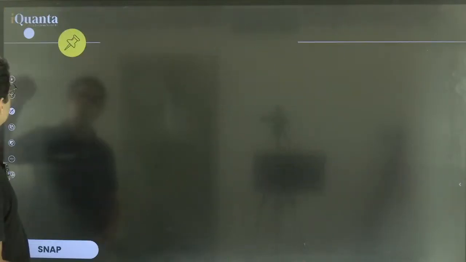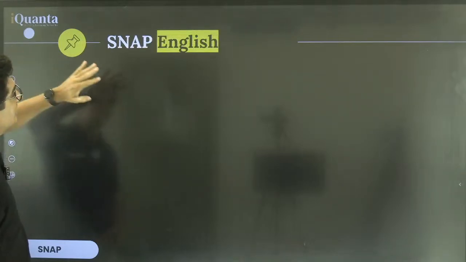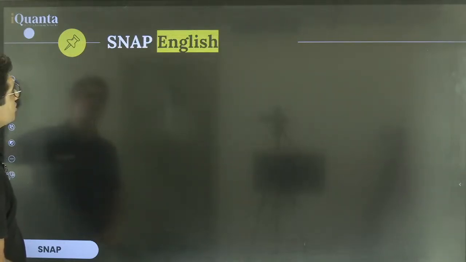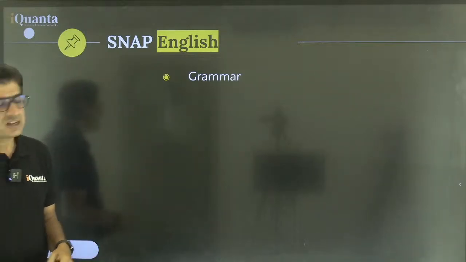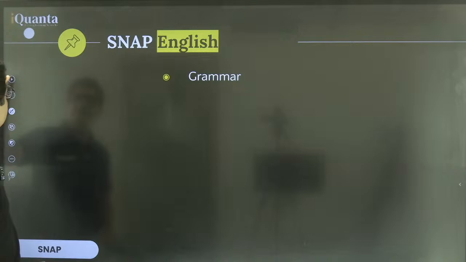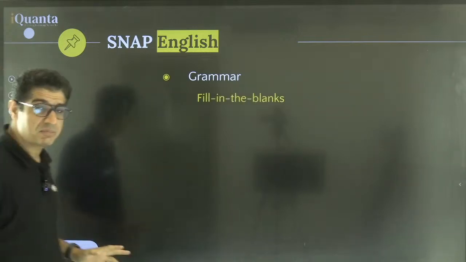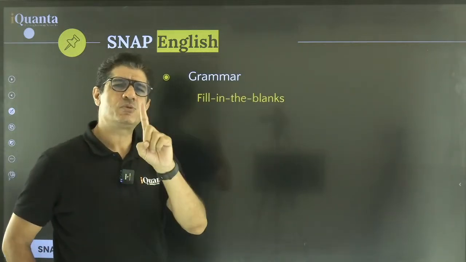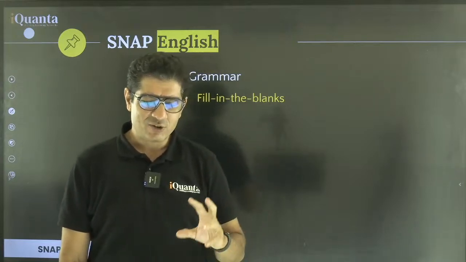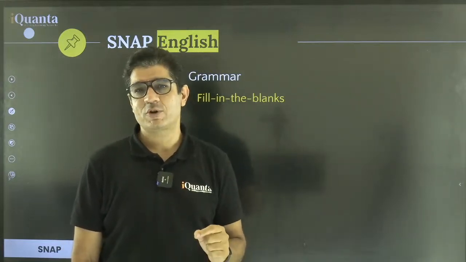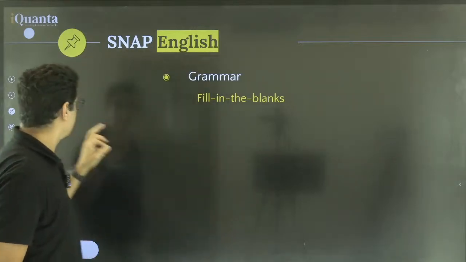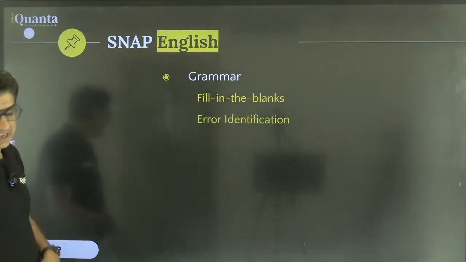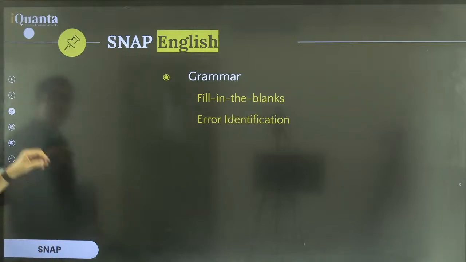Then let's move on and talk about the English segment of SNAP. So you get quite a few grammar based questions. Now within grammar based questions, they can offer us fill in the blanks. So typically a sentence with one blank, and in order to choose the correct option for that blank, you need to be good at grammar. Then you can of course have error identification.